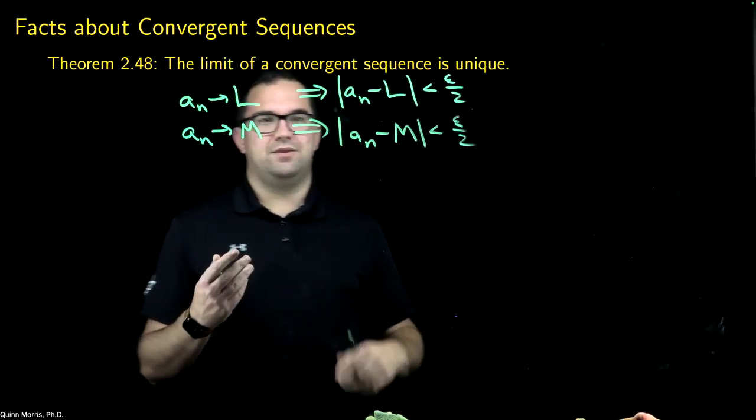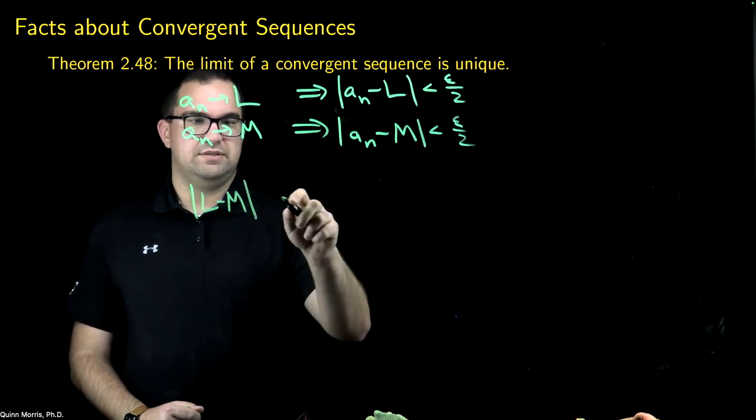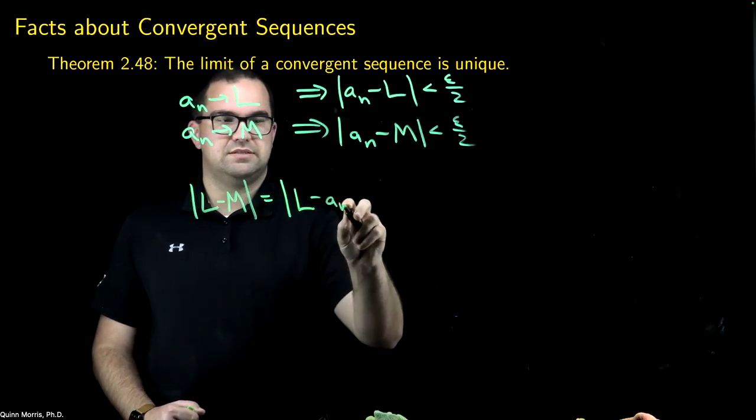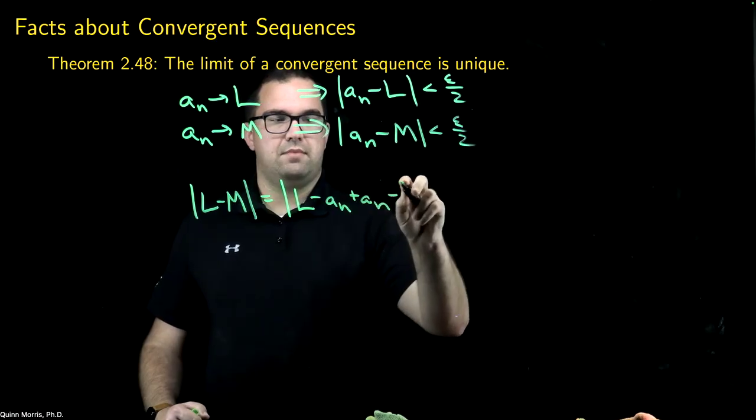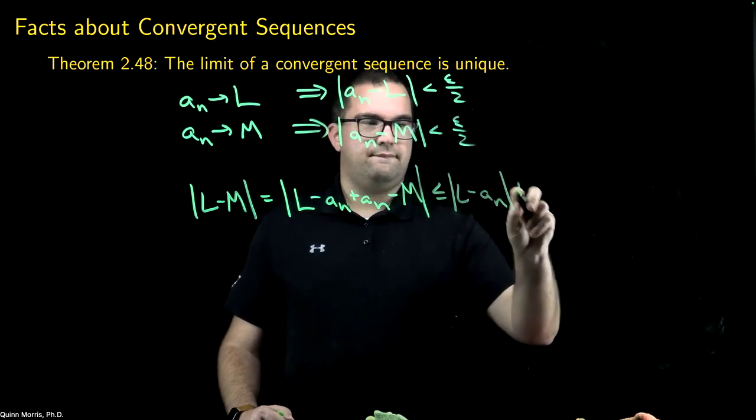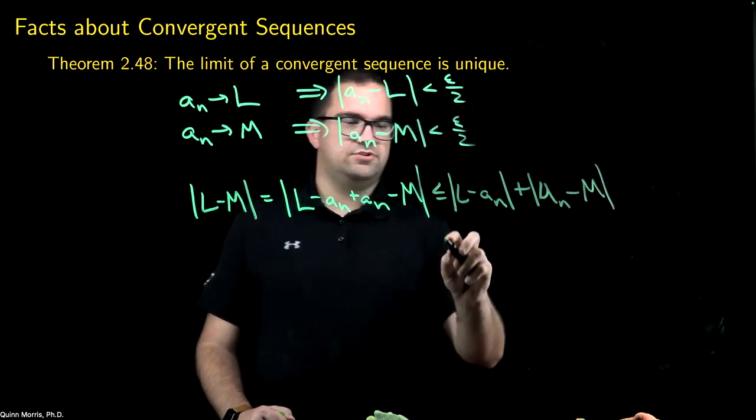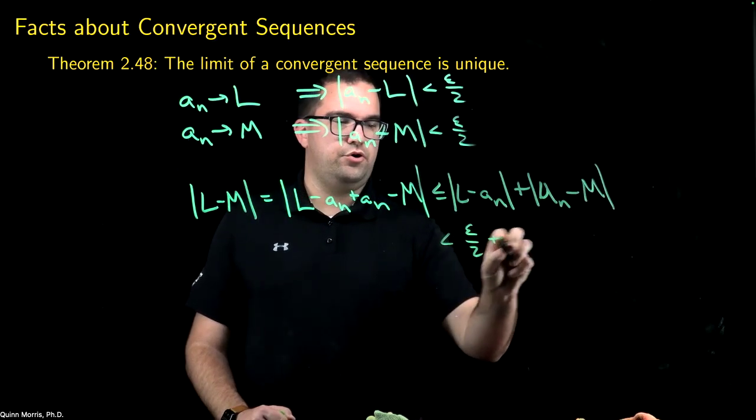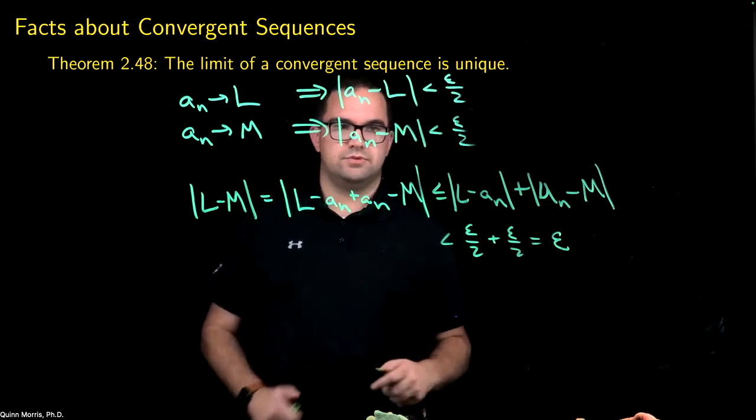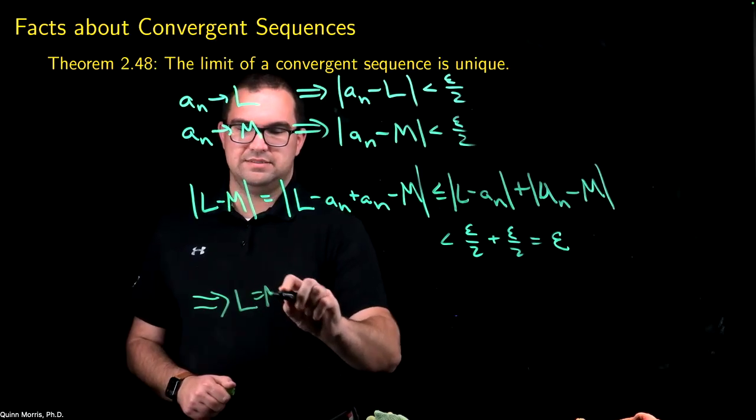Then I choose my capital N to be the maximum of the two N's from here. And then I'd say, look, this difference, which I could express as L minus A_N plus A_N minus M by the triangle inequality, is less than or equal to each of these. And each of these is strictly less than epsilon over 2. And so now I've got that the absolute value of L minus M must be less than epsilon for every epsilon, which implies that L is equal to M.